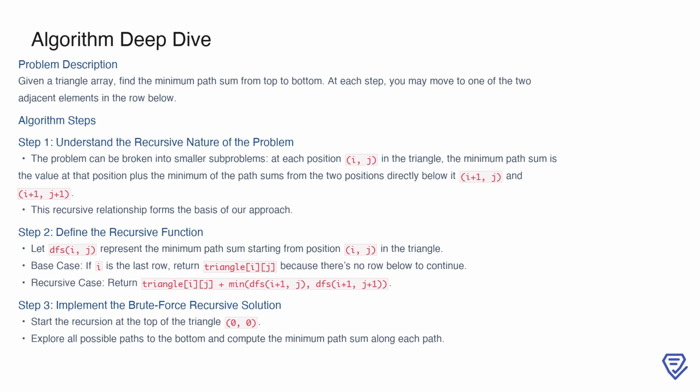For any position, say, i, j, in the triangle, the minimum path sum is the value at that position added to the minimum of the path sums from the two positions directly below it, which are i plus 1, j, and i plus 1, j plus 1. This forms a clear recursive relationship.